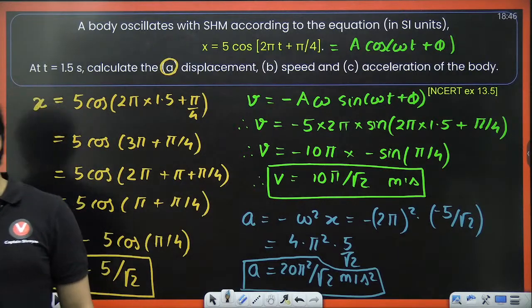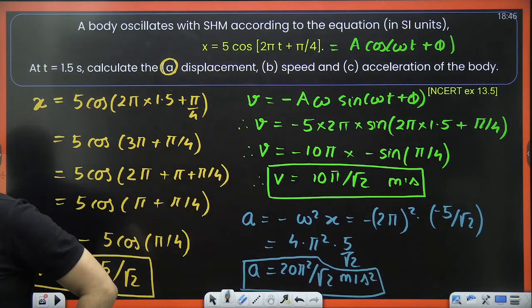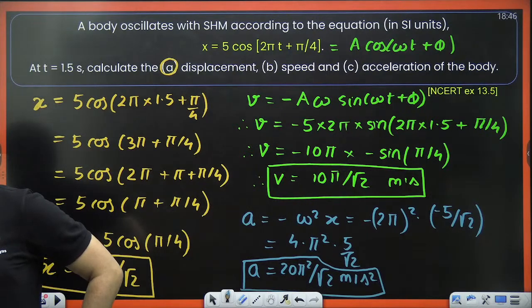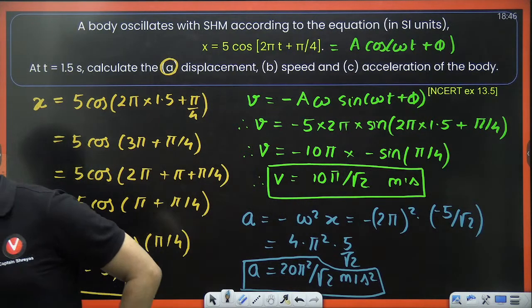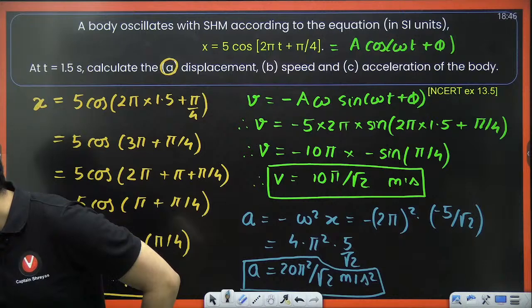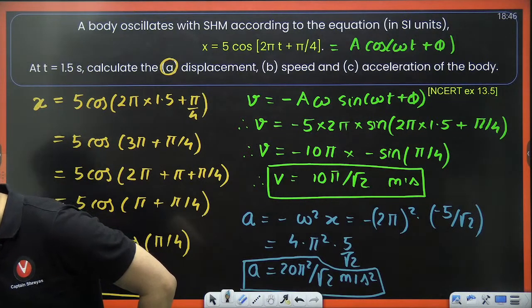20 pi square by root 2. Is that right? Everybody? Very good. Excellent. Yes. What about you all? Copy or, well, what are you saying?